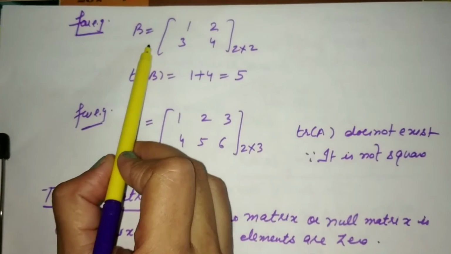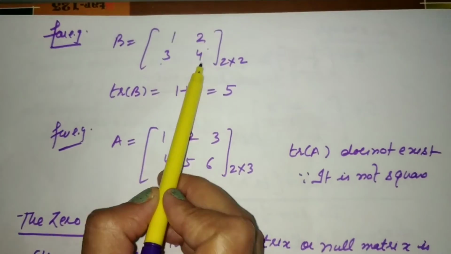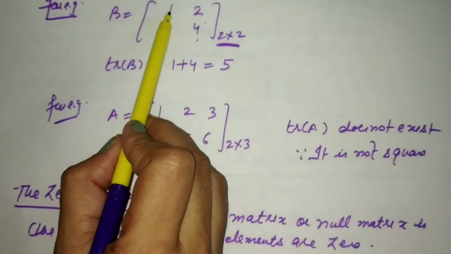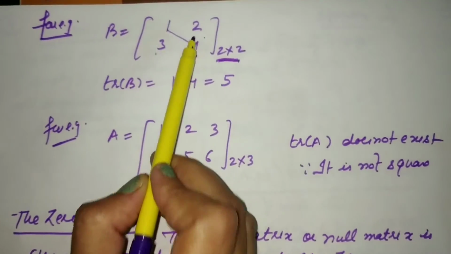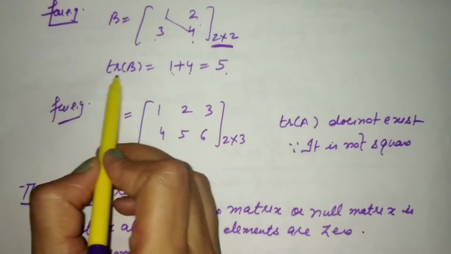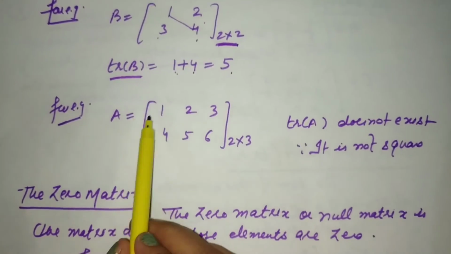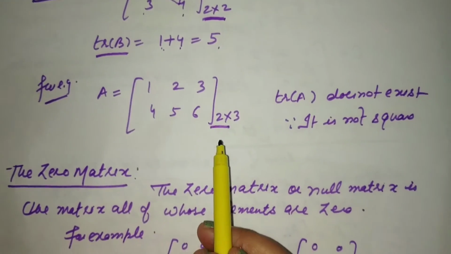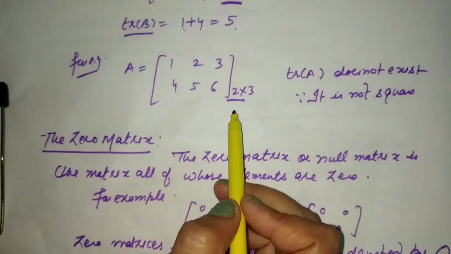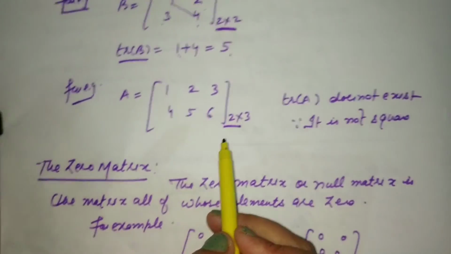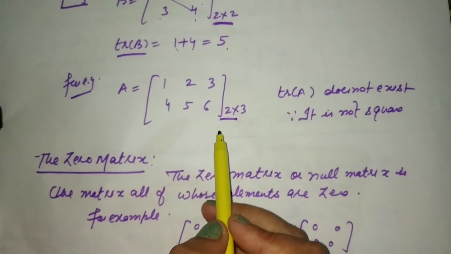So this is an example: B is equal to 1, 2, 3, 4. Its order is 2 into 2, which means it is a square matrix. So the diagonal entries are 1 and 4. When I add 1 and 4, I get 5. So the trace of B is 5. In this other case, it is not a square matrix, so we can't find the trace. That means we can find the trace only when it is a square matrix, that means the number of rows and columns are the same.